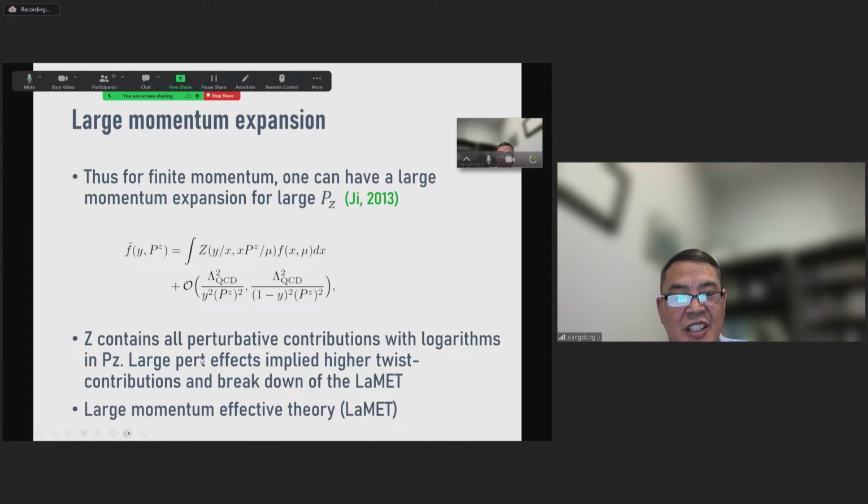So Z contains all the perturbative contributions with a large logarithm of PZ, and that accounts for the effects of the switch of the two limits. And this expansion is only good if PZ is very large. So if you do a detailed examination, you discover that the scale which appears in the denominator is not the momentum of the hadron, but the momentum of the partons, the active parton and inactive partons. Both scales appear in here. Which means that when one of the parton fractions gets very small, the expansion breaks down, and it makes the theory hard to calculate. So this is the content of the large momentum effective theory.